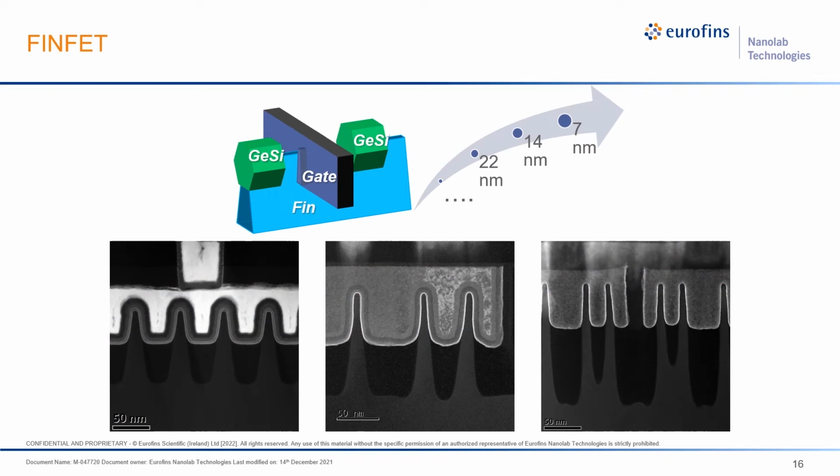FinFET, fin field effect transistor, is probably one of the most important technology inventions in recent years in the semiconductor industry. Compared to traditional planar CMOS, 3D FinFET enables faster switching times and a higher current density. So it enables Moore's law to keep moving forward. This complex 3D structure includes source, drain, gate, and fin. So electrons would follow this path and are controlled by the gate here.